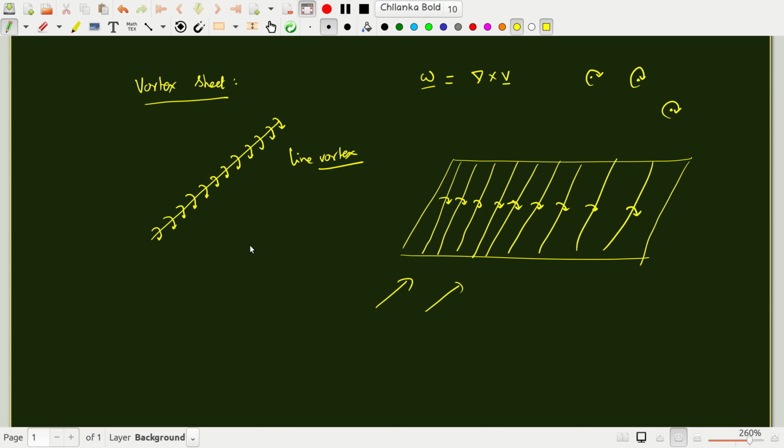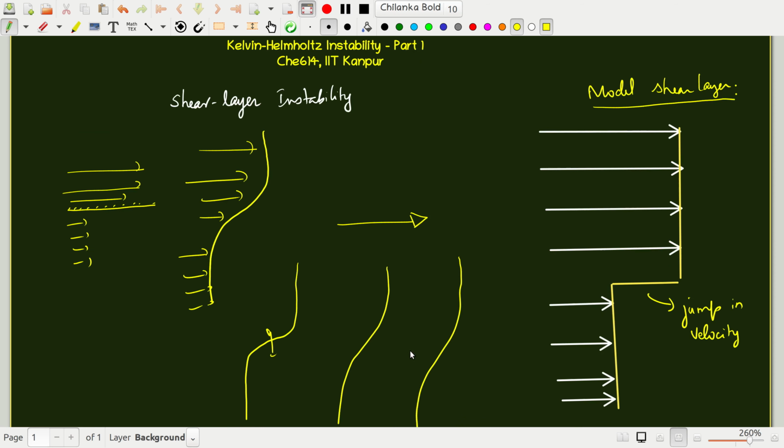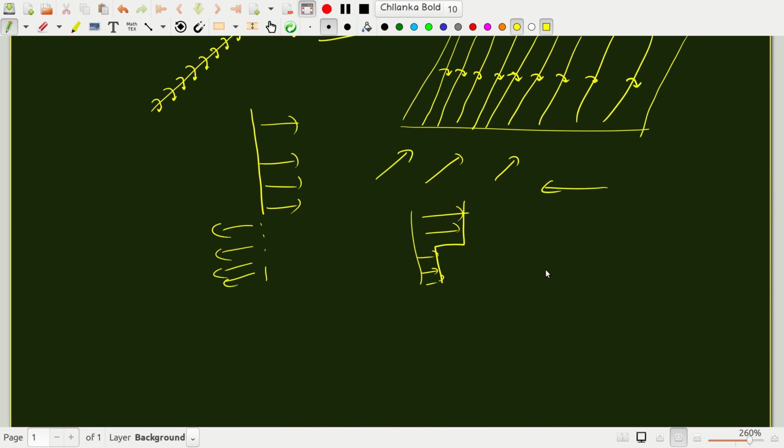If I look at it from the edges like this, then the net effect would be, let me draw it again, above this vortex sheet things are moving in this direction, and below this vortex sheet things are moving in this direction. So it will be like this, below it will be like this. If I add a uniform velocity to this configuration, then I will get the profile that I have been drawing in the previous instance.